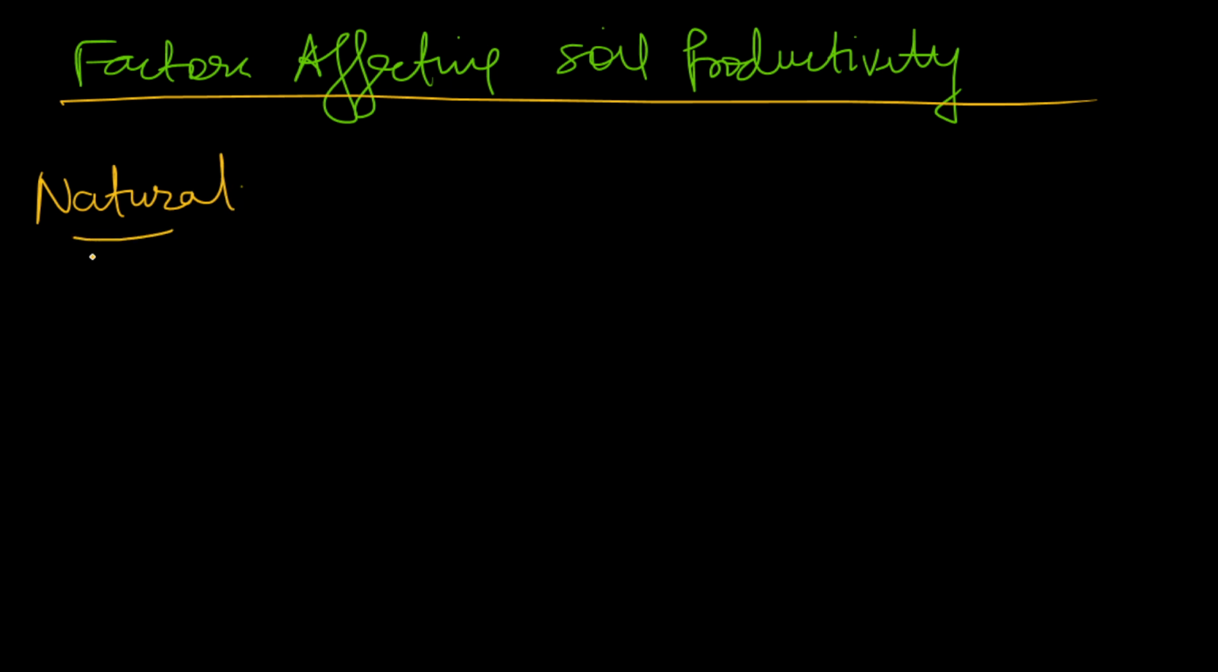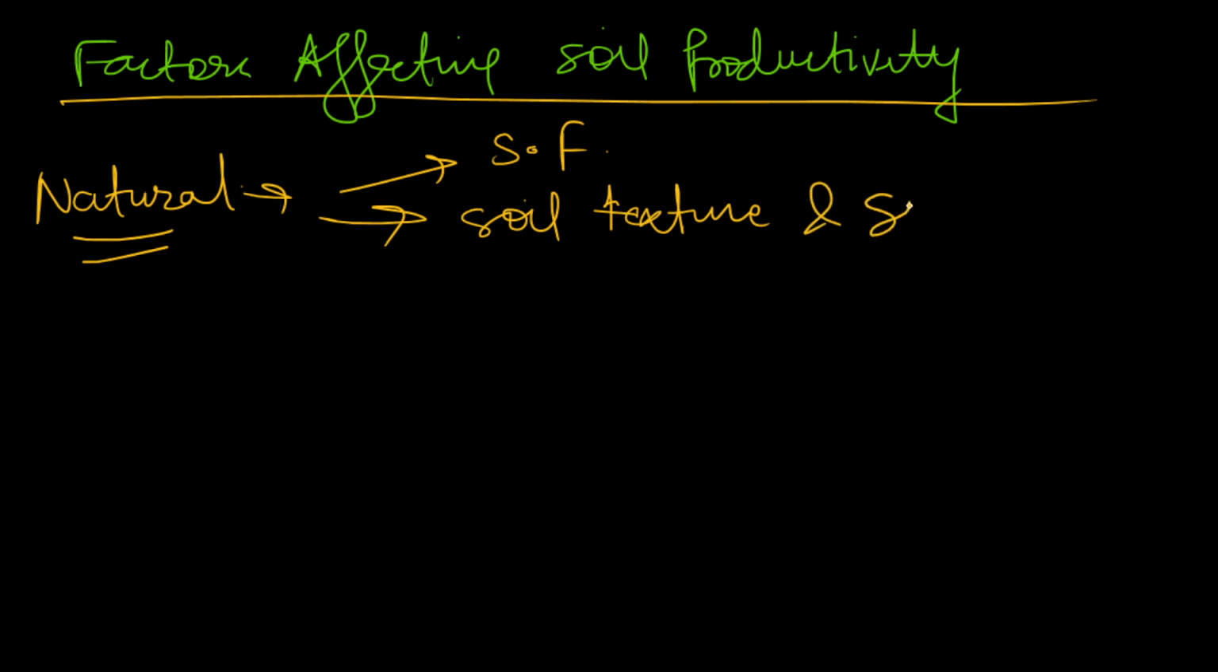In natural factors, obviously soil fertility will be one factor: the availability of essential nutrients, nitrogen, phosphorus, potassium, all these things. Again, soil texture and structure will be one element, because water retention, aeration, root penetration, all is dependent on soil texture and structure. You can mention topography also.